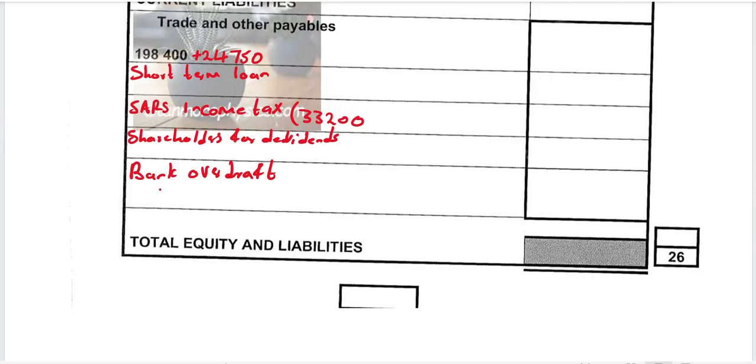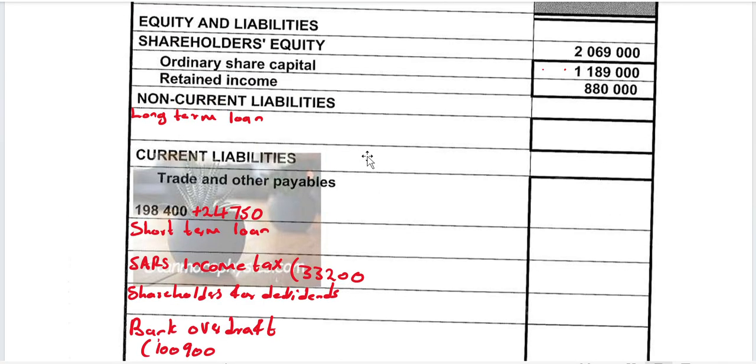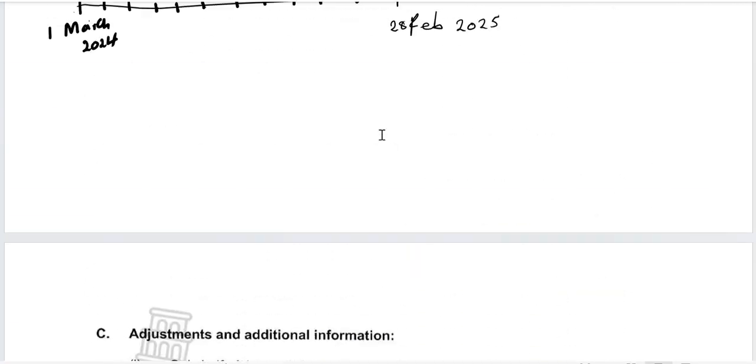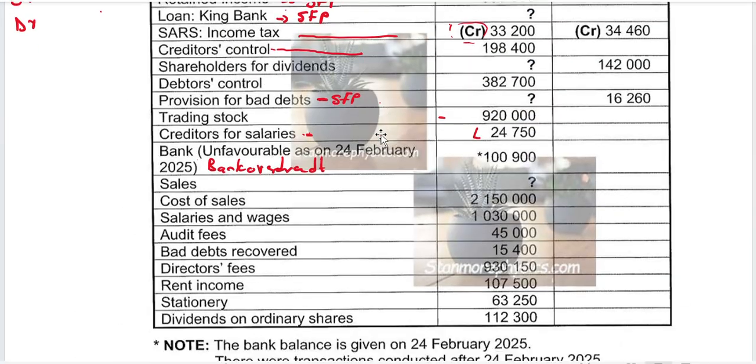We're gonna say what? 100. Let me record it here. 100,900. Do you get me? We are still recording. Do you get me, guys? I hope you understand.